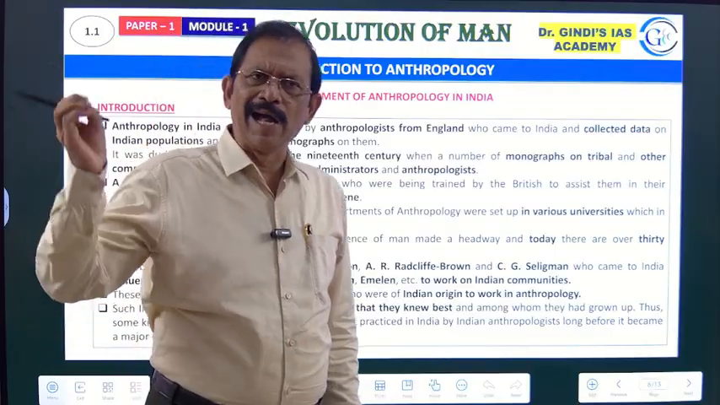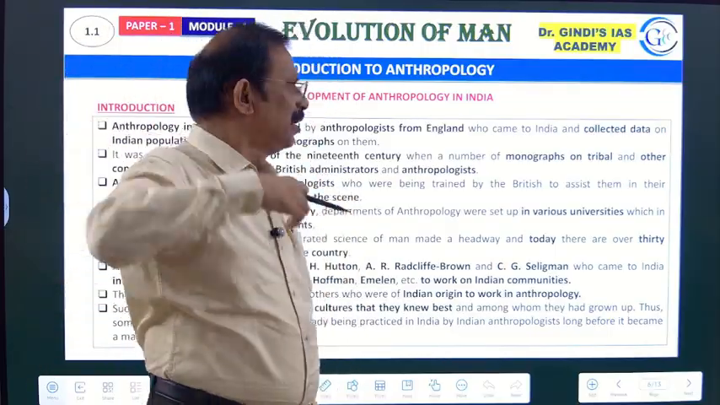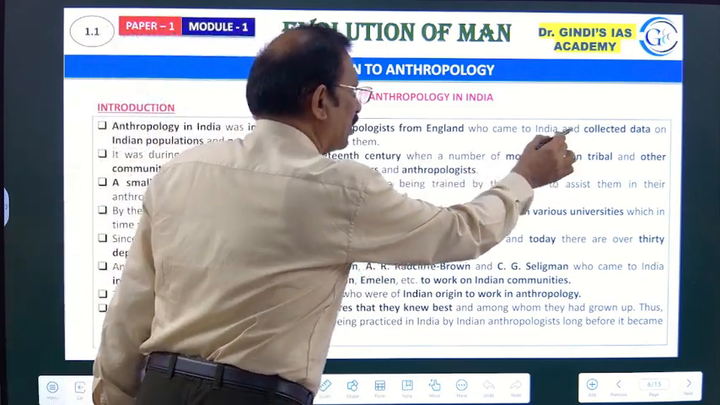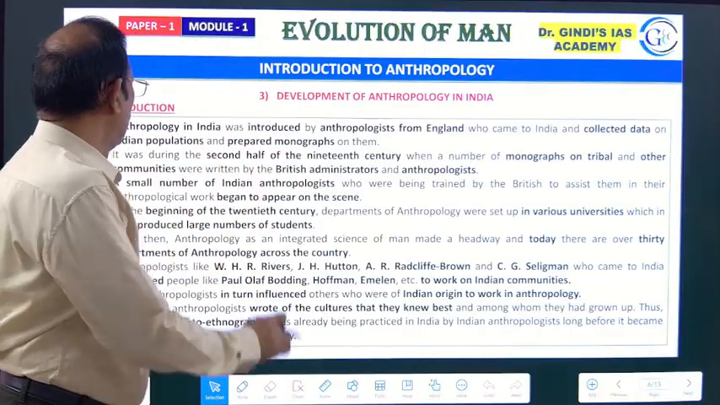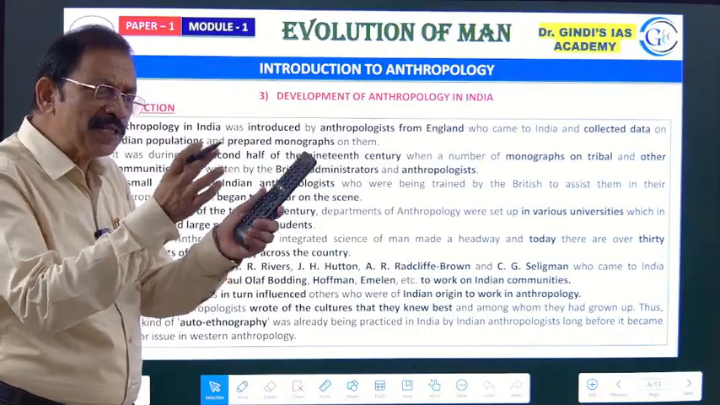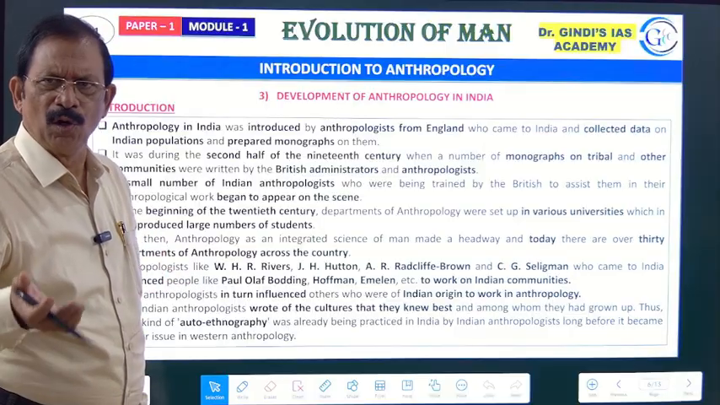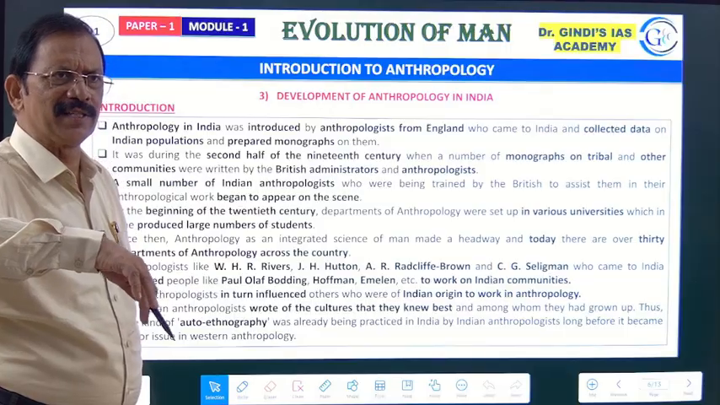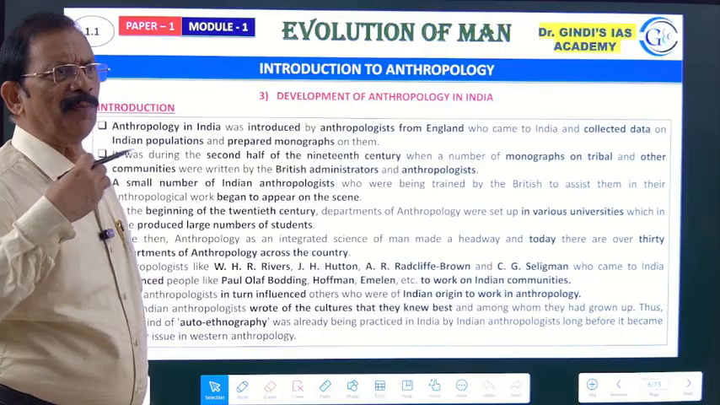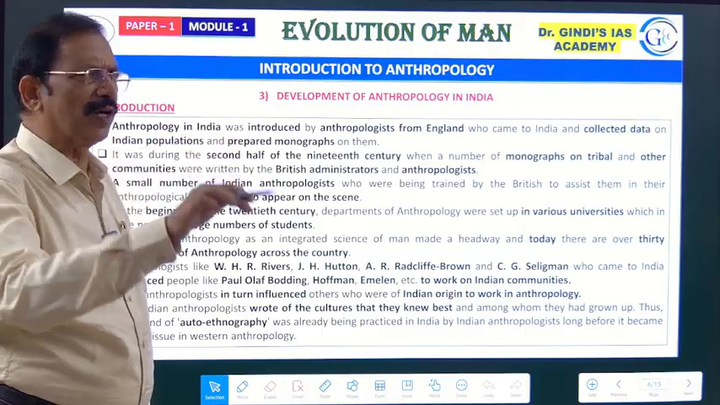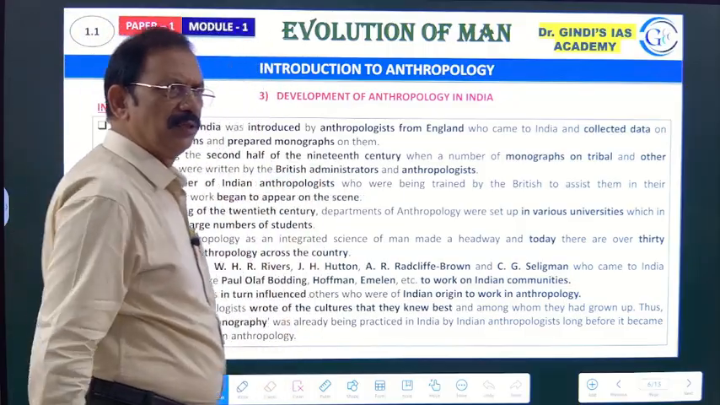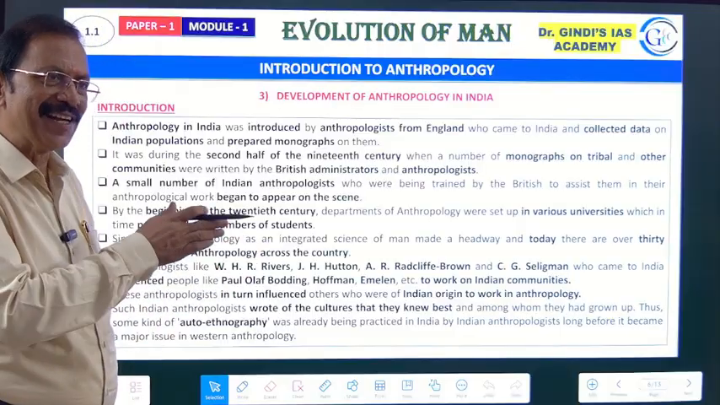Like this, the anthropologists that came from England came to our India. First, out of interest, they collected data on the Indian population and prepared some monographs, on the Mundas and the different types of tribes that are there in India. They conducted surveys, collected the data and published some books. Those books were called monographs. Like this, Indian anthropology started.